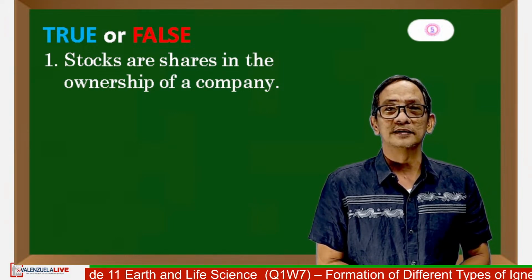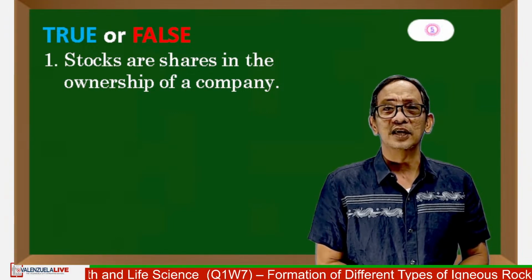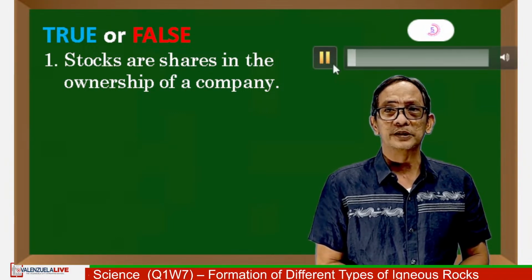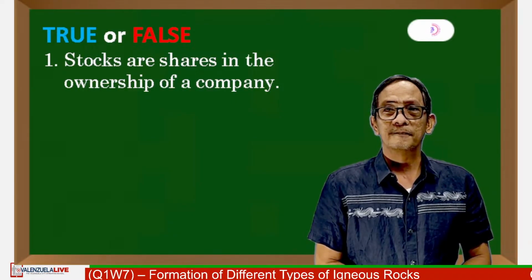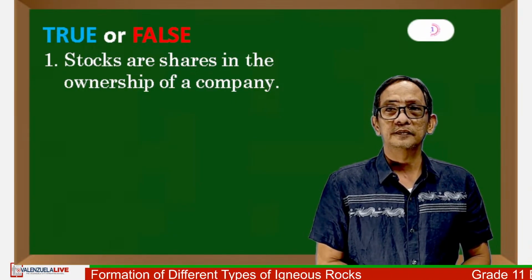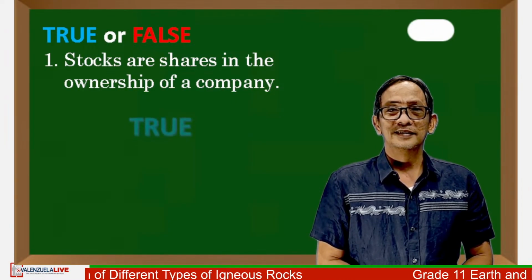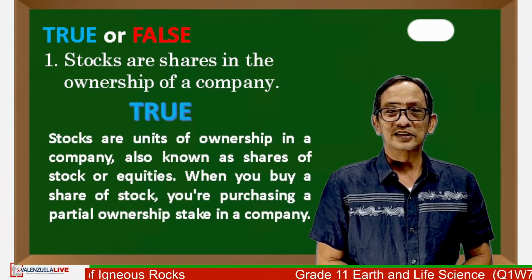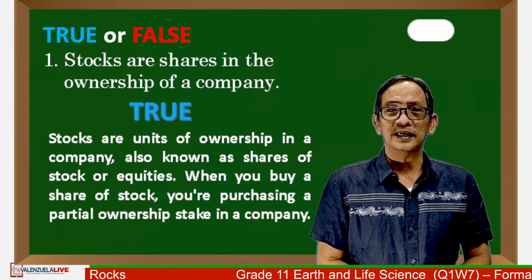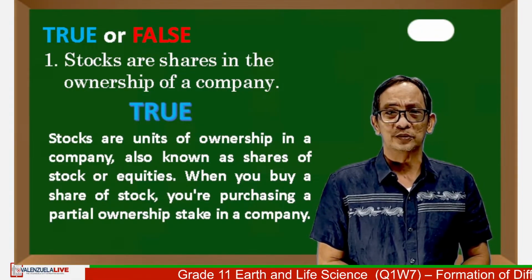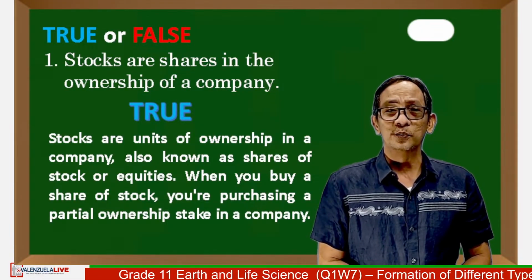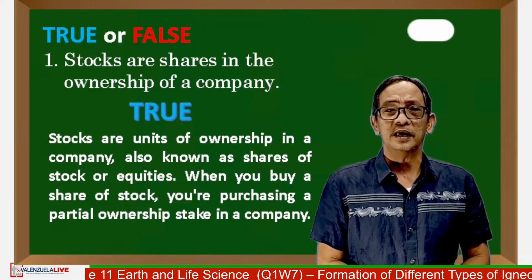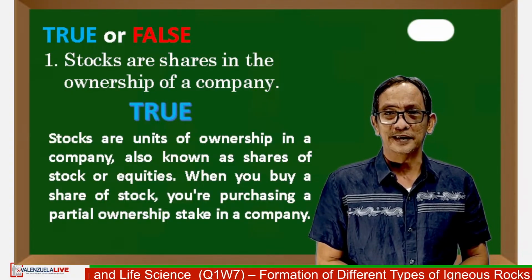Number 1. Stocks are shares in the ownership of a company. 5 seconds. If your answer is true, then you are correct. Stocks are units of ownership in a company, also known as shares of stock or equities. When you buy a share of stock, you're purchasing a partial ownership stake in a company.